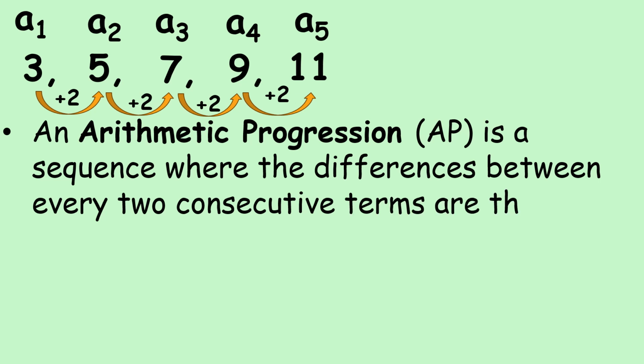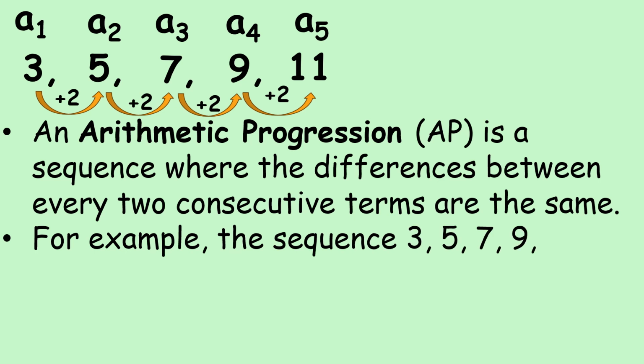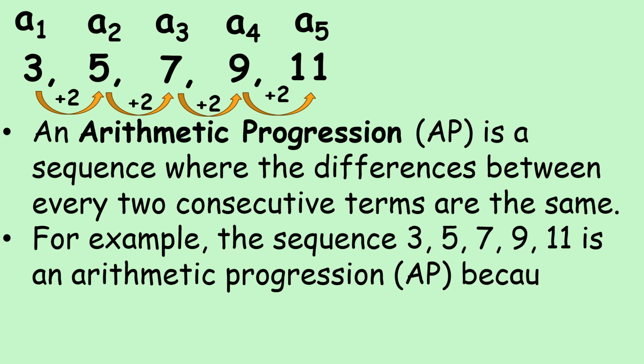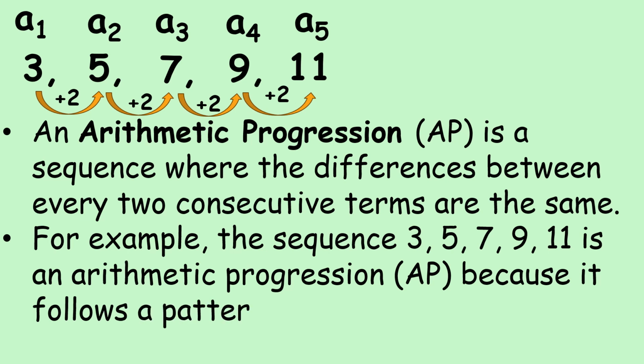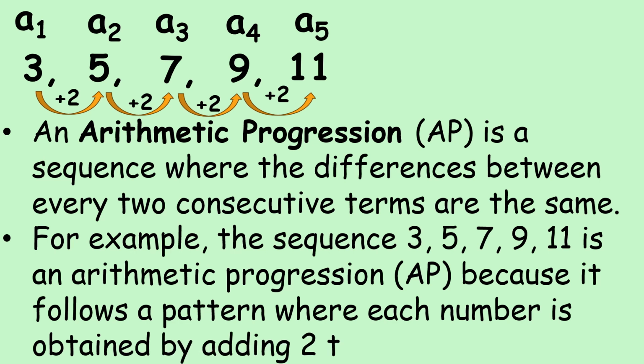If we use the above as an example, in this particular sequence where we have 3, 5, 7, 9, and 11, we can clearly show that it is an arithmetic progression. Why? Because each of the numbers is obtained by adding 2 to the previous term.